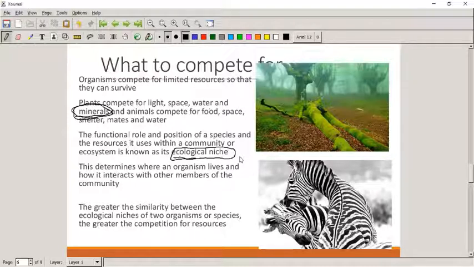This determines where an organism lives and how it interacts with other members of the community. We're going to see a lot of interaction between certain animals, especially when we're talking about niche partitioning or resource partitioning. Certain animals that we always find together eat different parts of a plant, and they actually fill different niches within their area. The greater the similarity between the ecological niches of two organisms, the more they're going to get into competition. And that's why we get a lot of intraspecific competition, like what we see over here, when the two zebras are fighting, because their niche is exactly the same. And so there will be more competition between individuals of the same species rather than individuals of different species.